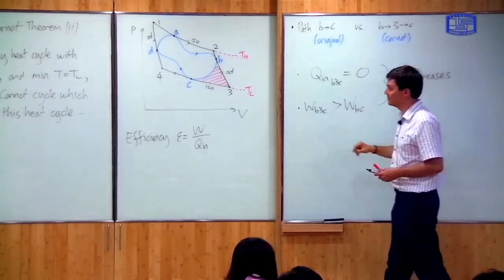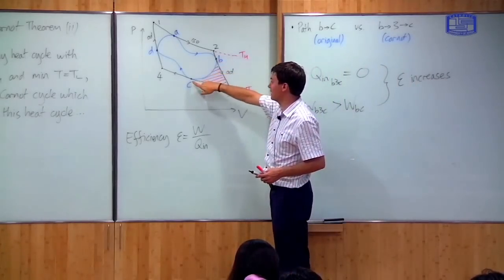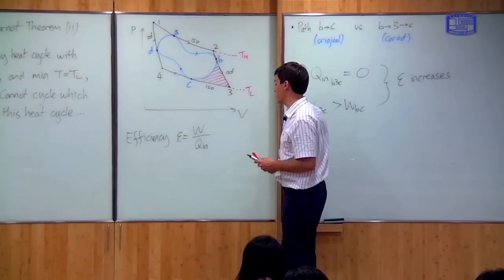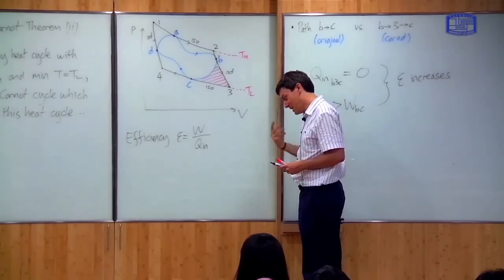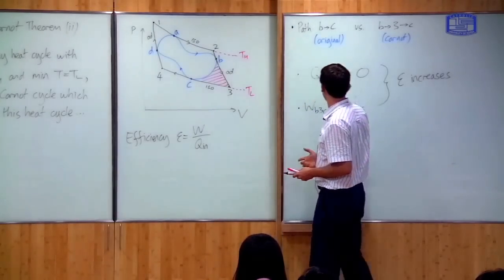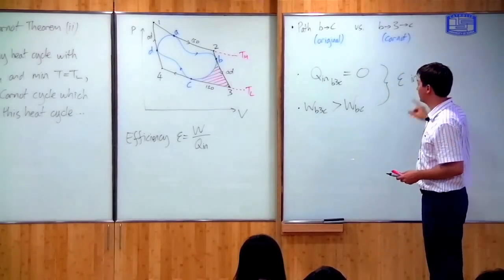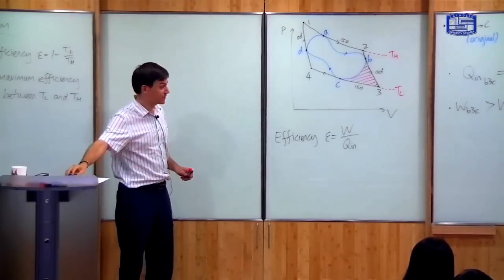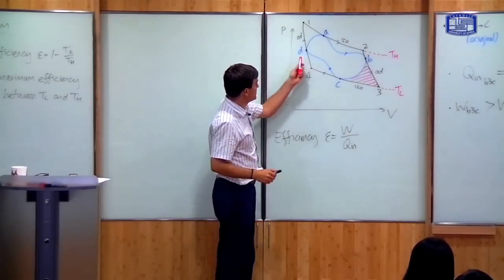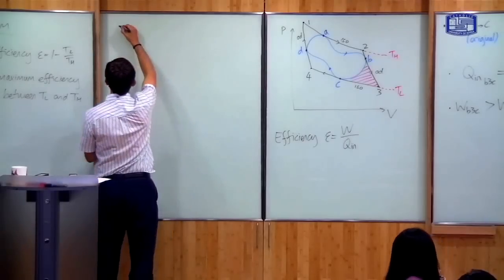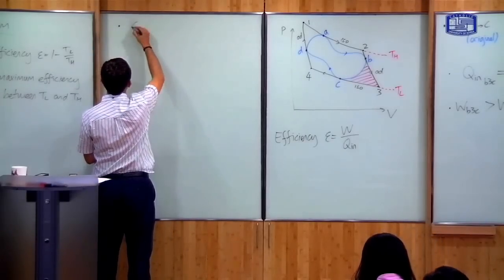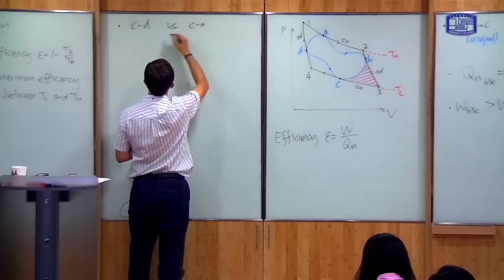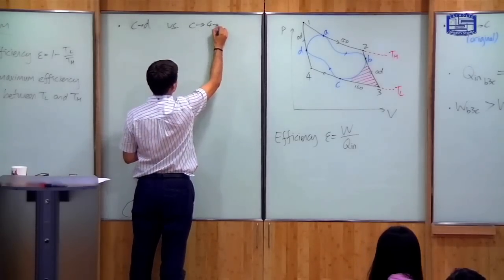So by replacing the original blue line from B to C by the Carnot cycle from B to C, we do more work, we don't input any more heat, and therefore we increase the efficiency. Now, an exactly equivalent argument works for the next stage, from C to D. So, C to D versus the Carnot cycle, C to 4 to D.